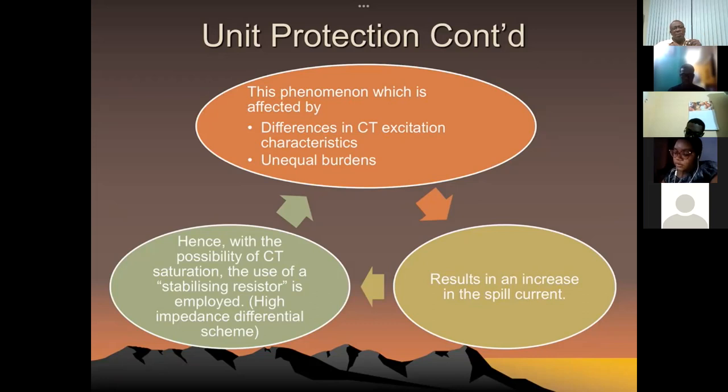The next point is that we can use what we're about to discuss, which is a stabilizing resistor. In the figure that we drew earlier, that stabilizing resistor would be your RR, which is the resistor you're now going to put in series with your relay coil. So we have our stabilizing resistor, and this scheme is known as a high impedance differential scheme.